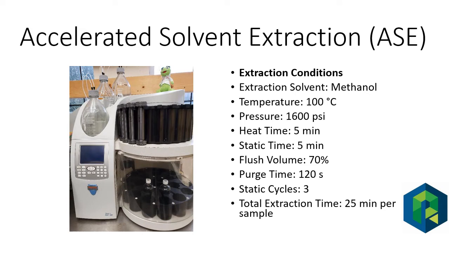The other extraction method that we would use, which is a more aggressive method compared to sonication, would be accelerated solvent extraction, better known as ASE. And our instrument was the ASE 350. We'll use methanol as an extraction solvent at a temperature of 100 degrees. And we use 3 cycles, so 3 shots per sample, 25 minutes per sample.